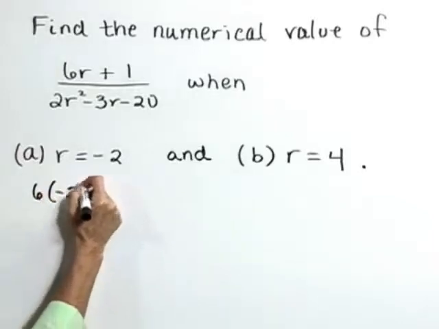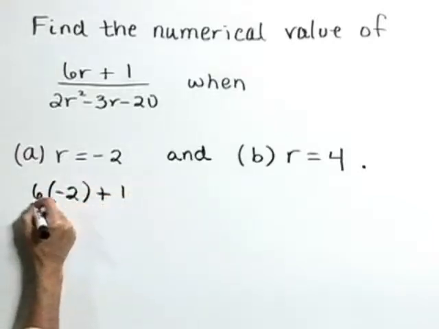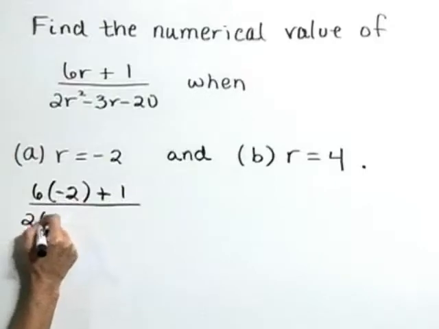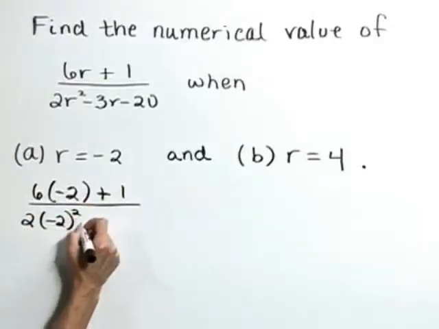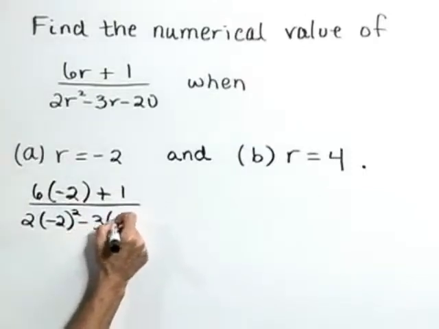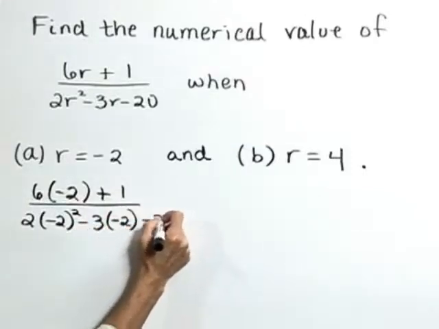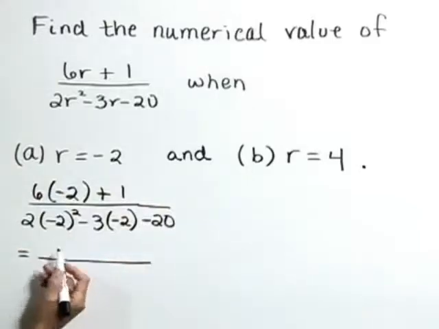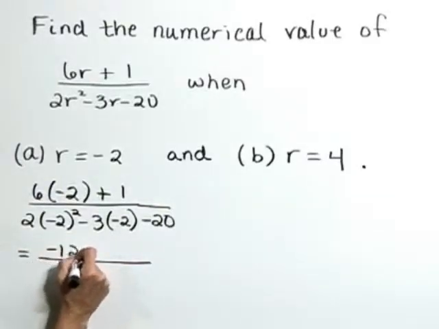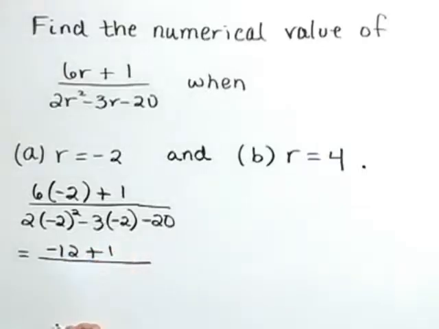6 times −2 plus 1 over 2 times (−2) squared minus 3 times −2 minus 20. Simplifying the numerator, we have −12 plus 1.